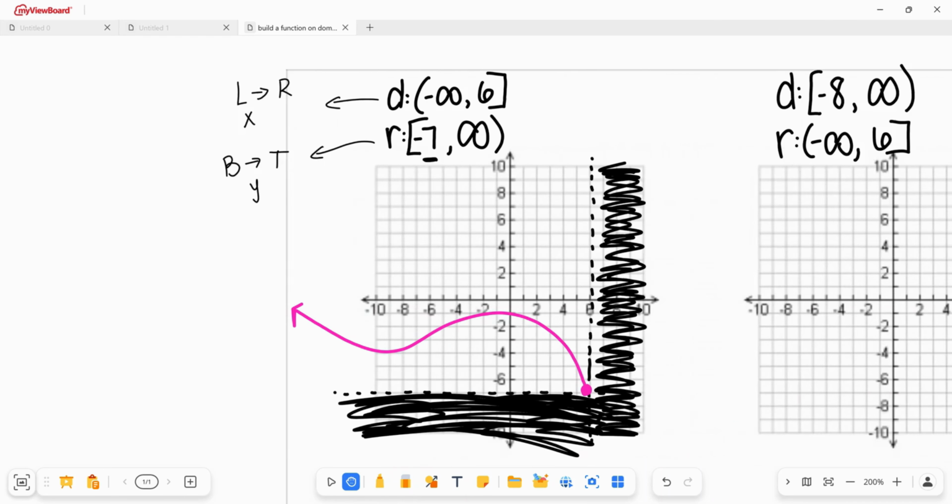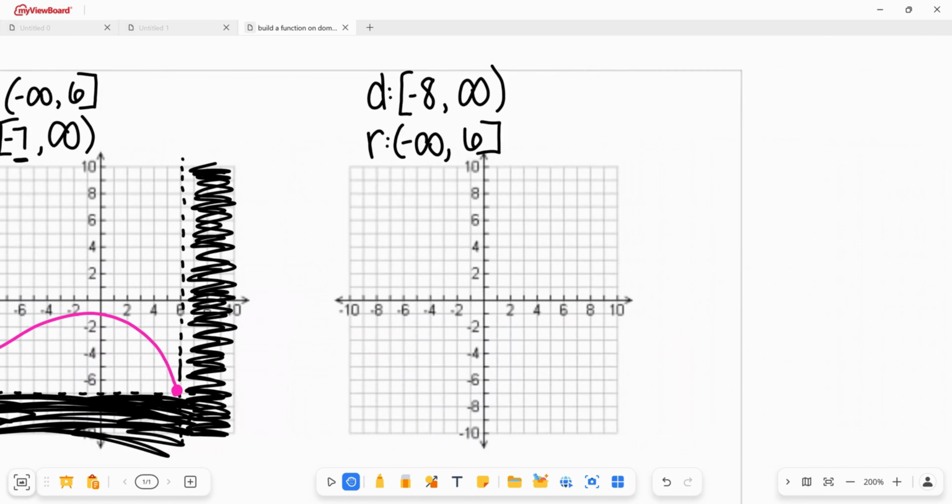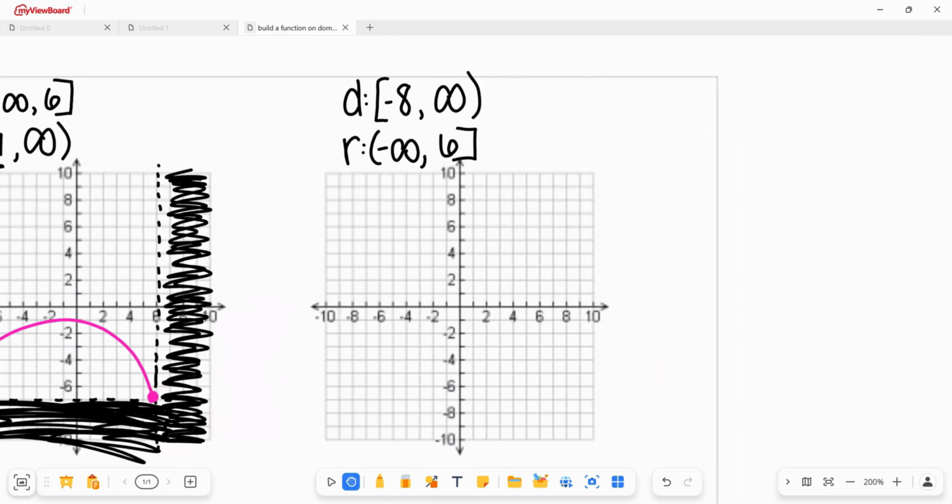Let's go and try another one. Okay, so this one, I have a domain of -8 to infinity. Again, domain are my x values, so my smallest x value to my largest. So if my smallest x value is -8, that means I cannot have anything in this section right here, because that's smaller than what my smallest x value can be.